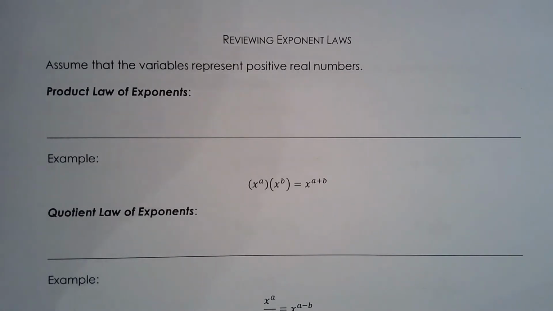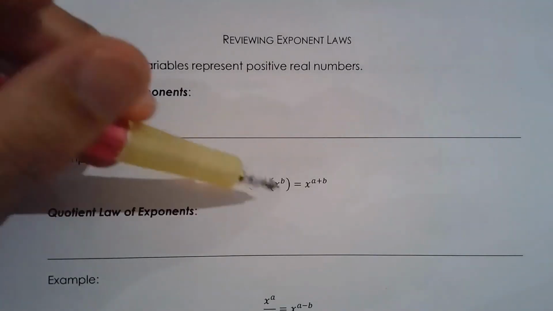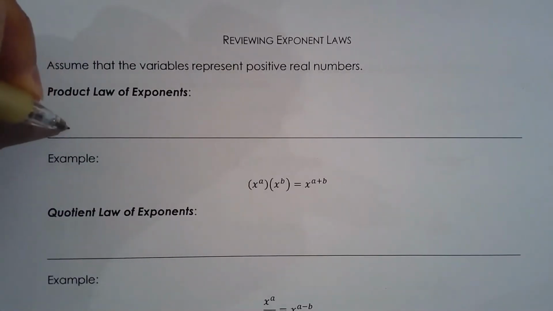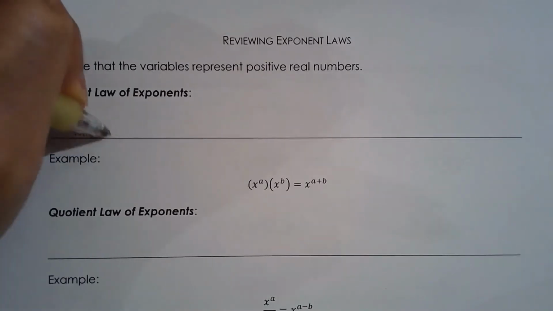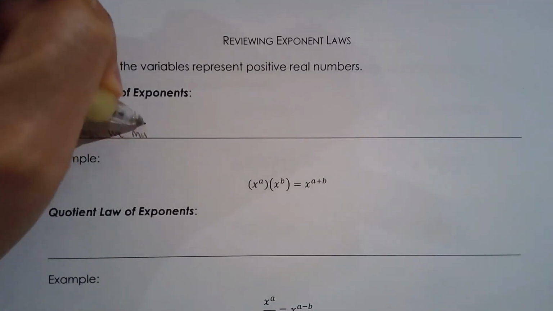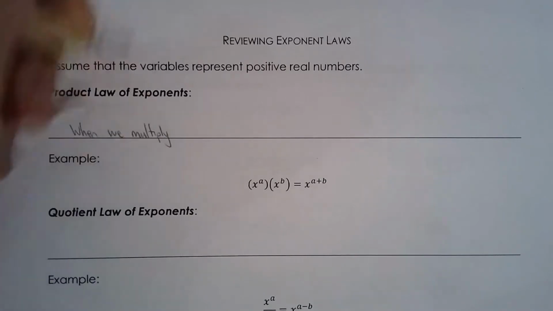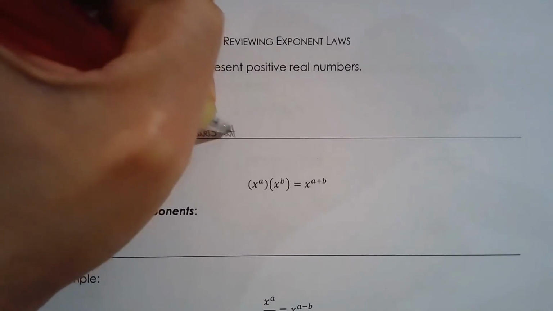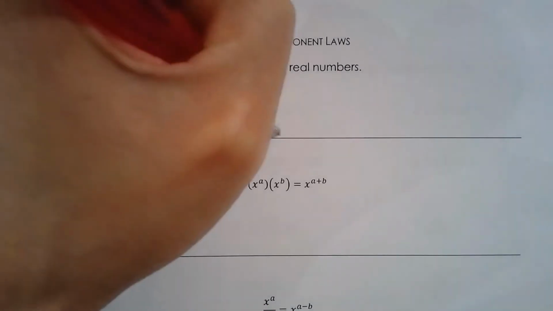So in grade 9, you learned the product law of exponents. I've written an example, the general form of the product law of exponents, but what you probably remember is the teacher saying when we multiply powers with the same base, we add the exponents.